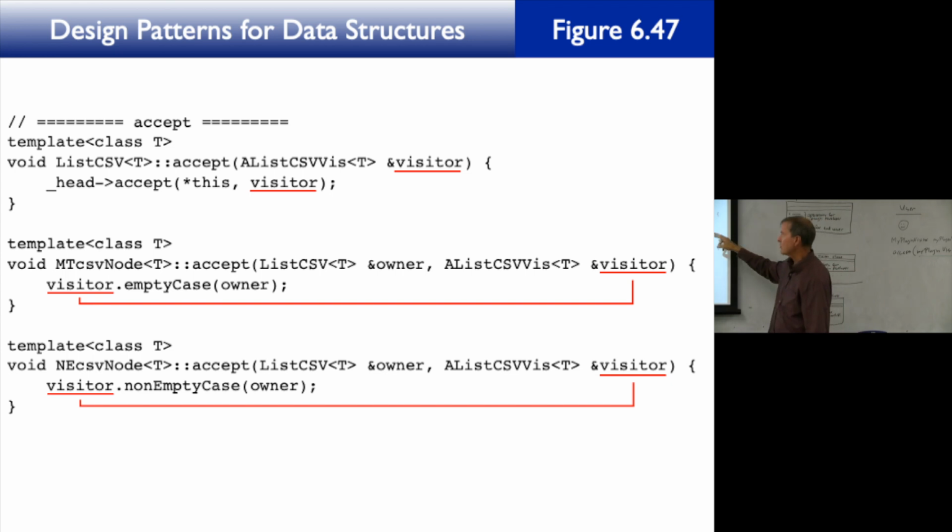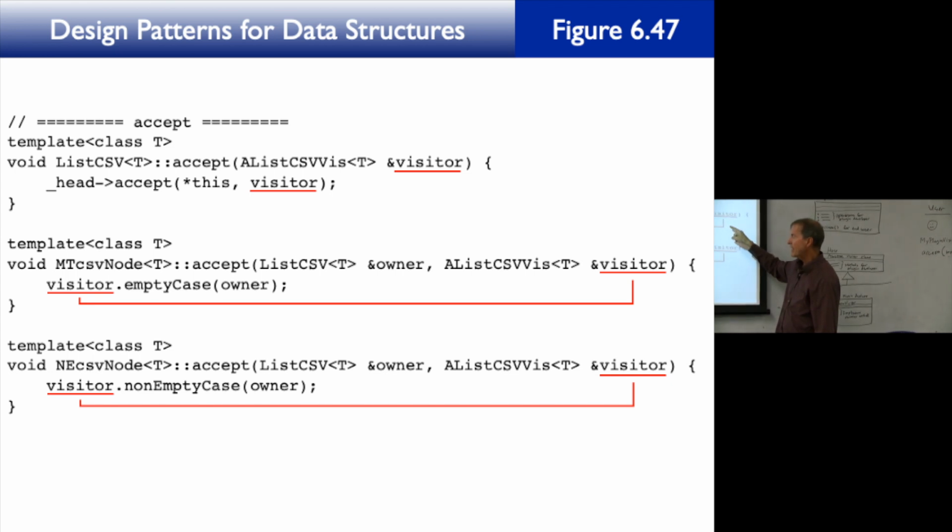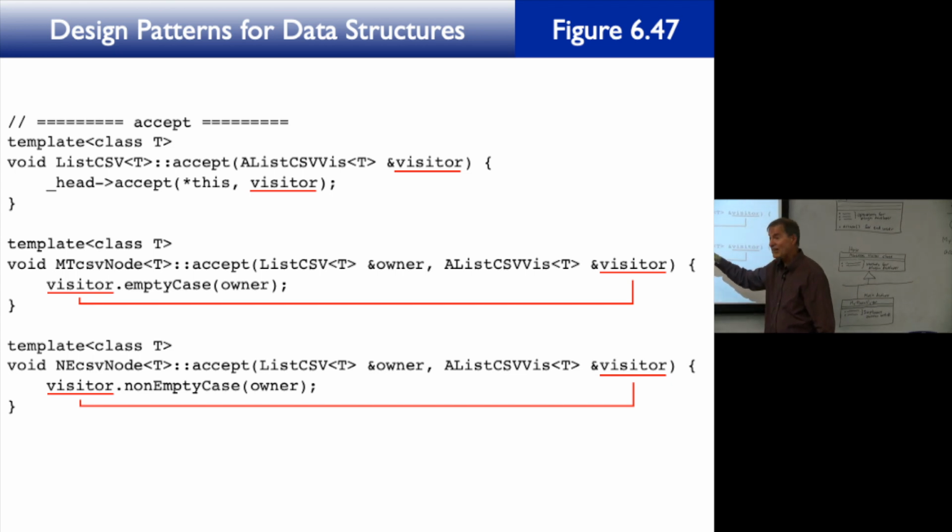But now look at the node version. So now what does the node version have? The node version has a parameter called owner, and it also has a what? A visitor. So what does accept do? It does what? Visitor dot empty case. Because what is visitor? It's an object. It has methods. So do you see, this is where it's executing the methods that the plugin developer wrote without having to recompile.